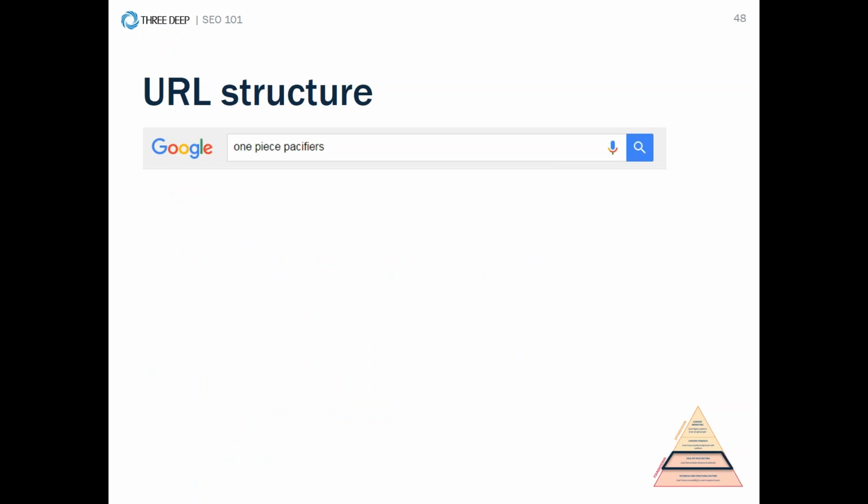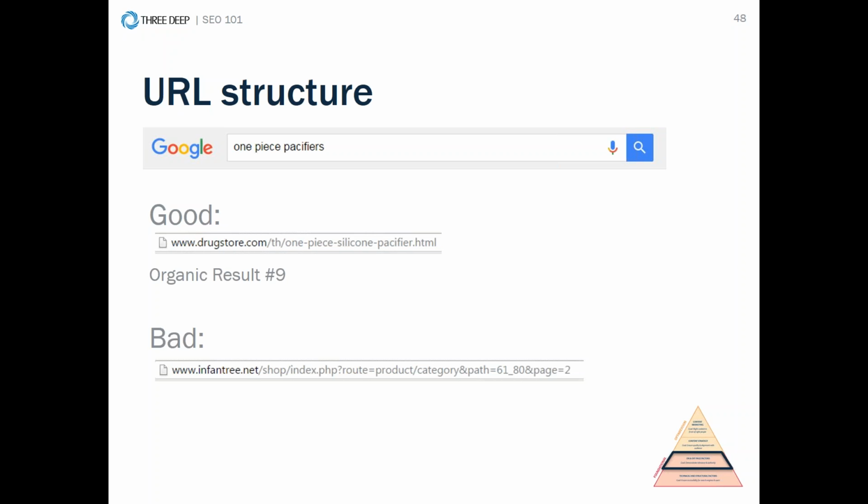URL structure, so a good and a bad example here. We'll take that same query, One Piece Pacifiers, and let's look at a good result. This is a great result. Drugstore.com, slash, that must be some sort of category there, but One Piece Silicone Pacifier.html. It's descriptive, it's readable by humans and search engines, and as a result, it is on the first page, a little bit lower, result number 9, but still on the first page.